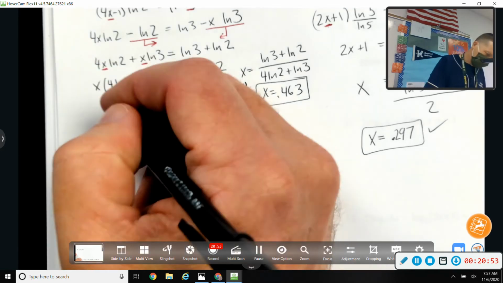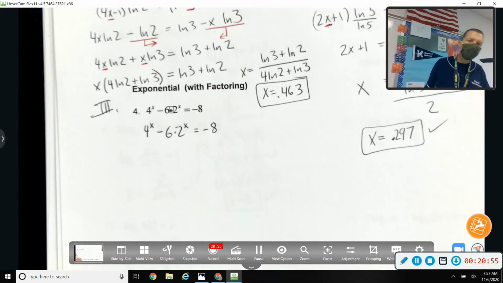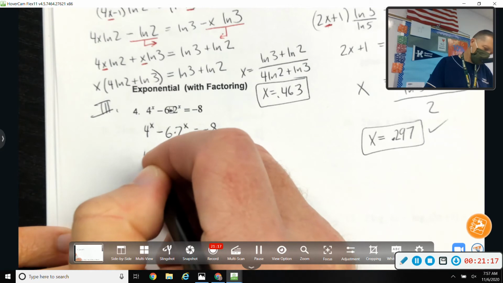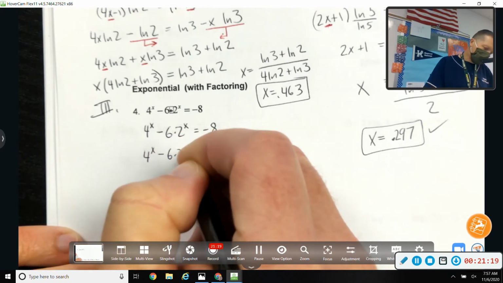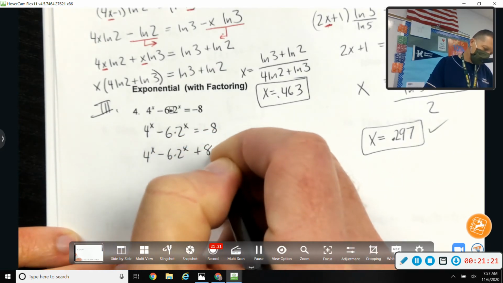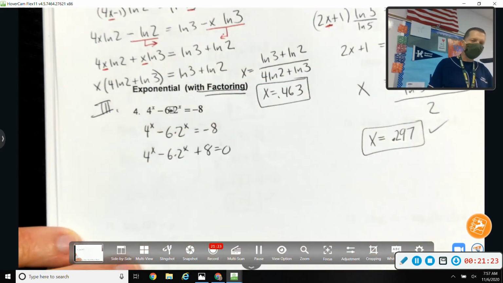Oh, Roman numeral 3. 4 to the x minus 6 times 2 to the x. Again, sometimes the computer and printer don't talk to each other, so the printer freaks out and just puts the box there. I'm going to move the 8 over, mainly because it says with factoring, so that suggests it should look like a factoring problem.